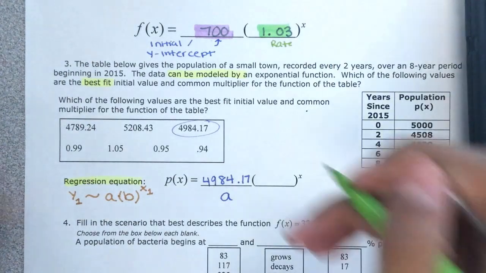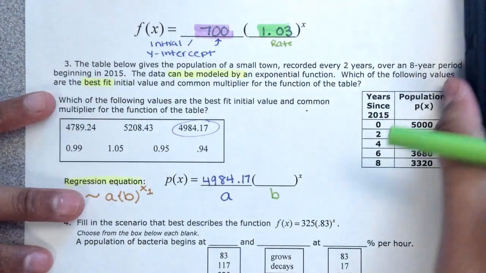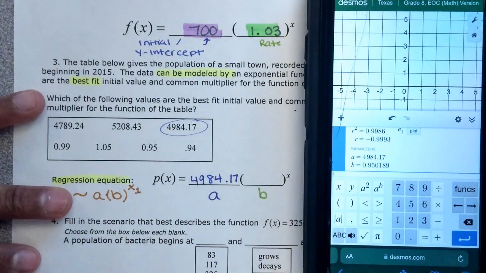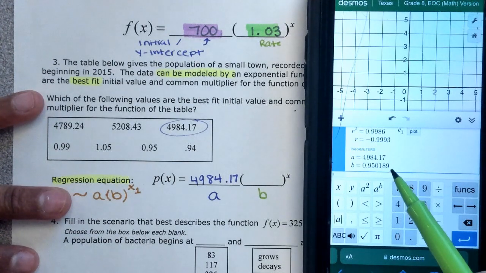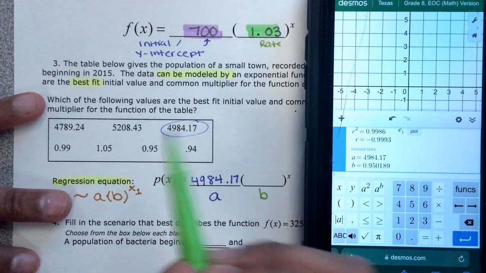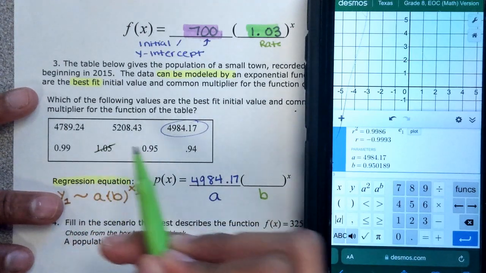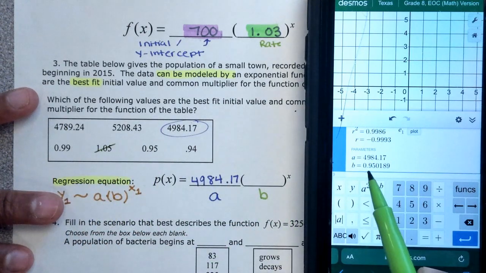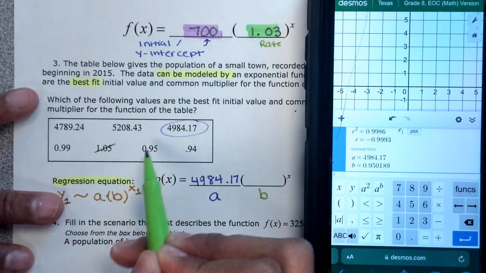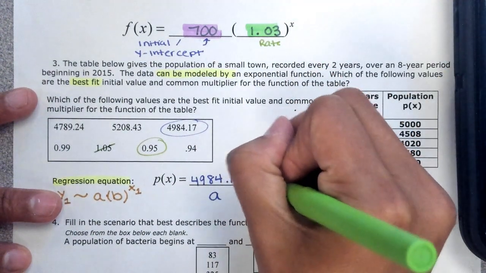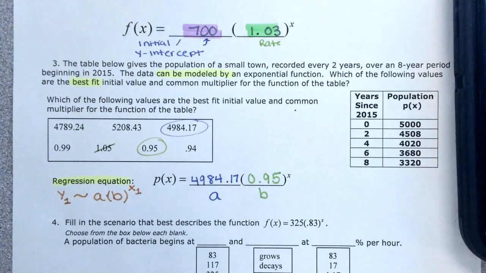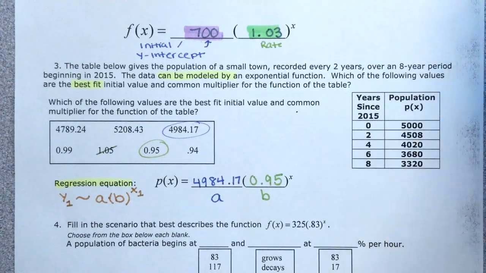Then my b value goes here. So my b value is 0.950189. So it's going to be 0 point, so I can cross out this one, and it's going to be 0.95. So that's that one. And that is how we do a regression.